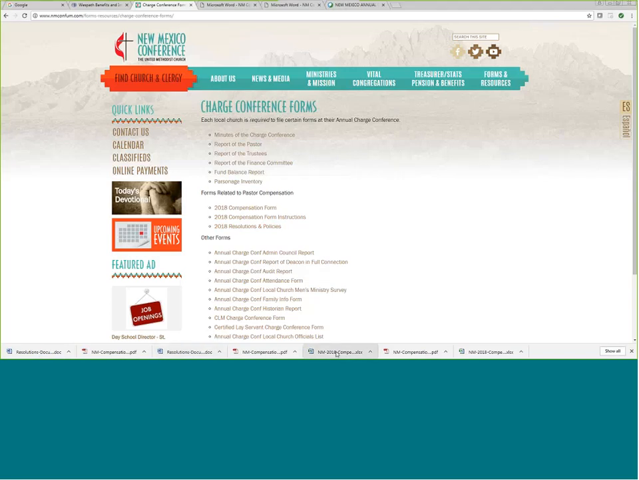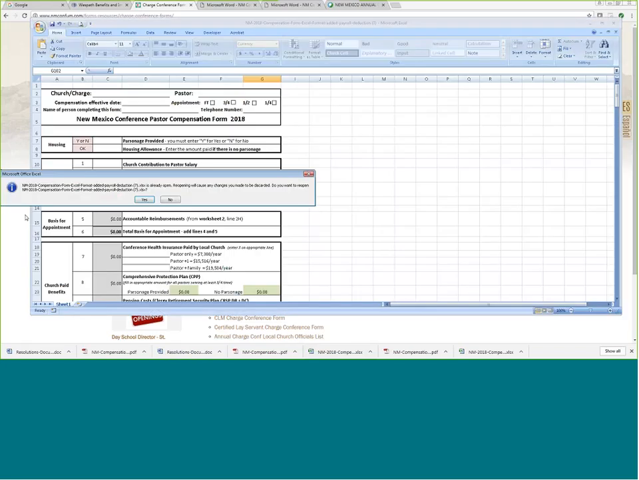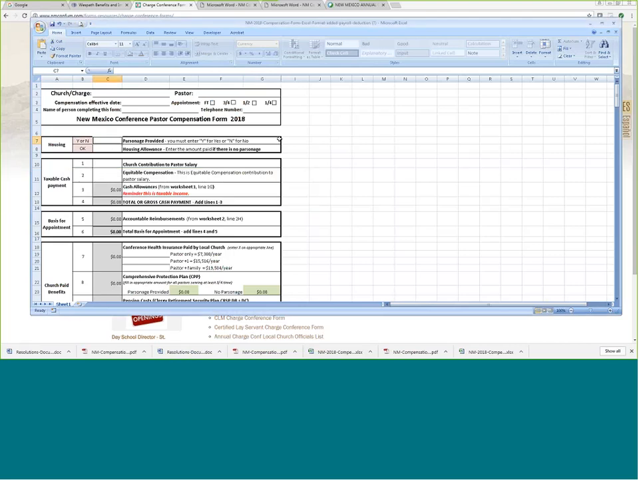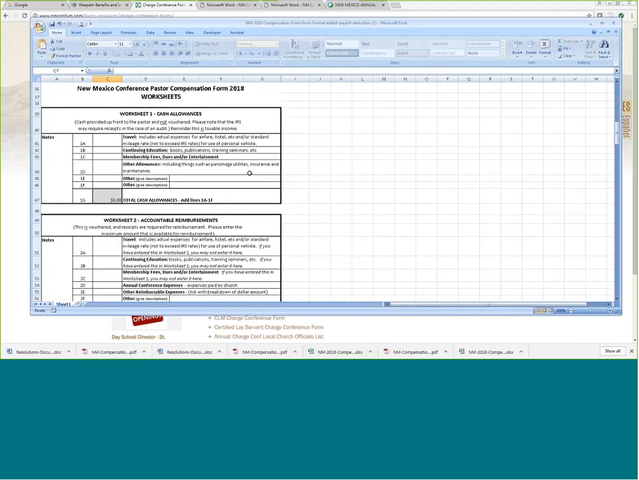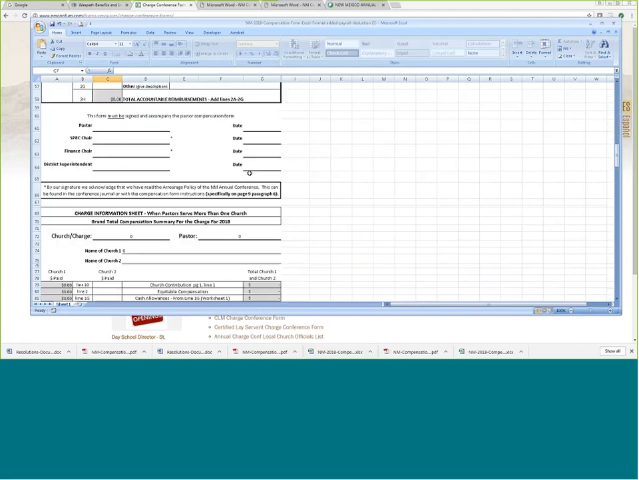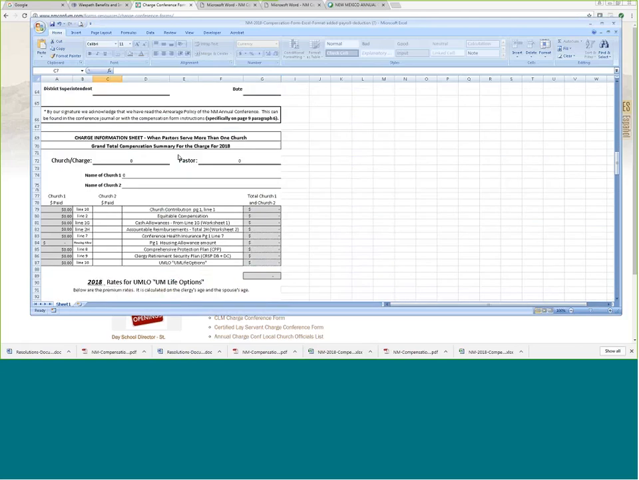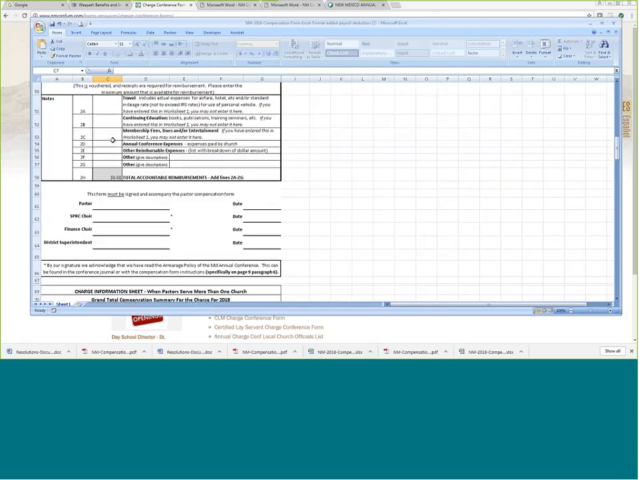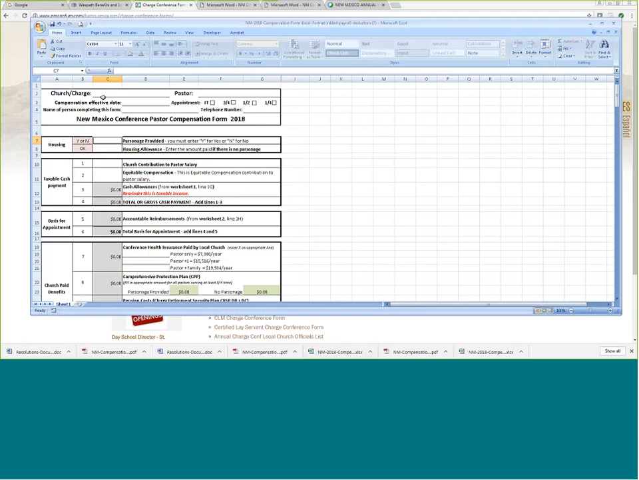Okay, so let's go to the compensation form. It will open for me. Okay, so here's the 2018 compensation form. As you can see, there are several pages to it, and I will walk you through what the pages are doing. So let's start at the top, and we're going to do a couple of scenarios.